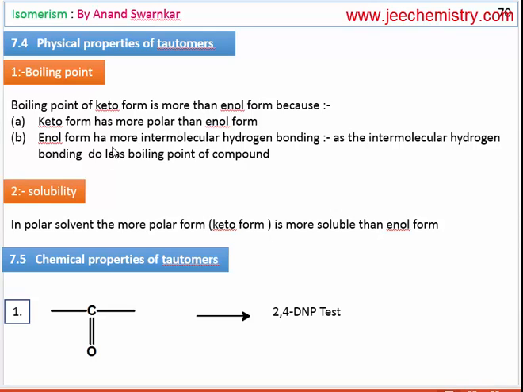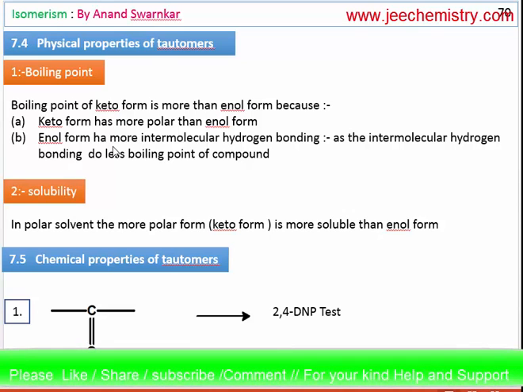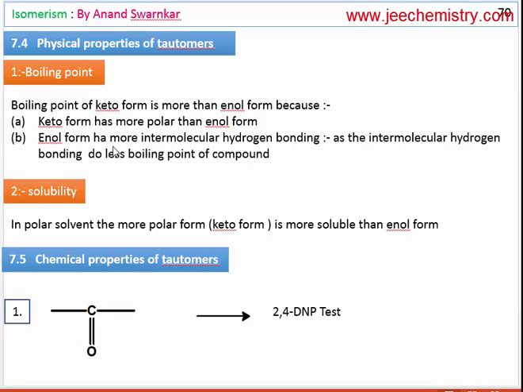The enol form has intermolecular hydrogen bonding. In some compounds, such as 1,3-carbonyl compounds, the enol form has intermolecular hydrogen bonding, and intermolecular hydrogen bonding lowers the boiling points of compounds. If there is formation of intermolecular hydrogen bonding in any compound, it will decrease the boiling point. So in this way we can say that the keto form has a higher boiling point than the enol form.